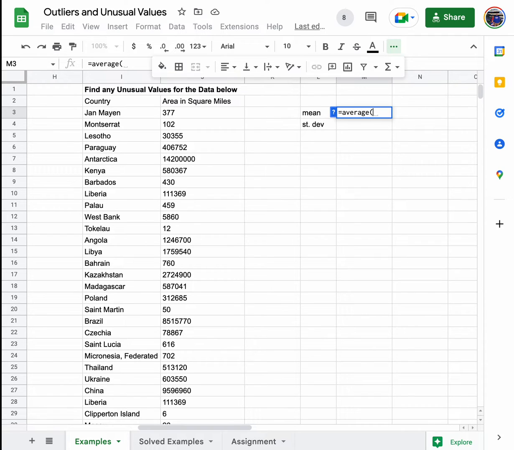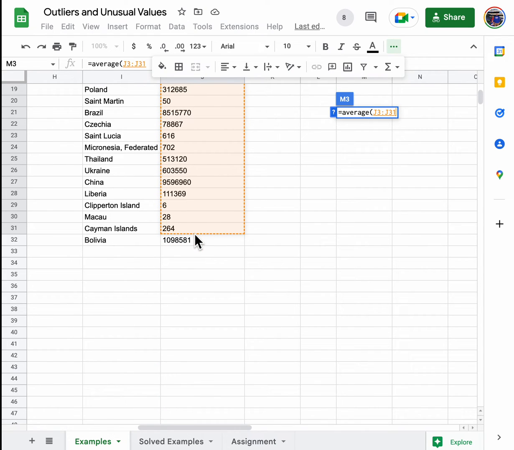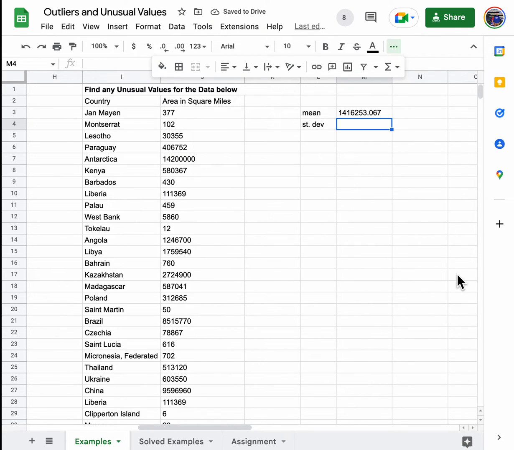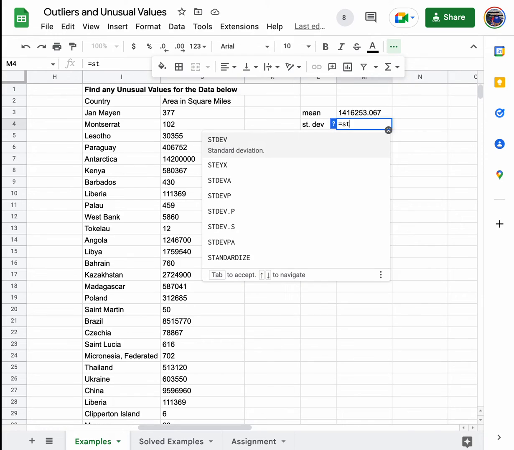So for mean, we use the average function. I can't tell you how many times I've accidentally started equals mean because that's how I say it every day. But we use the average function. Highlight the information, nothing fancy. Hit enter, and it'll compute the mean. It'll also do the suggested autofill, which I don't want. For the standard deviation, equals, start typing in standard deviation, but grab the one for the sample. Standard deviation sample.